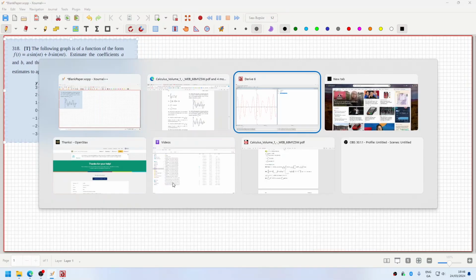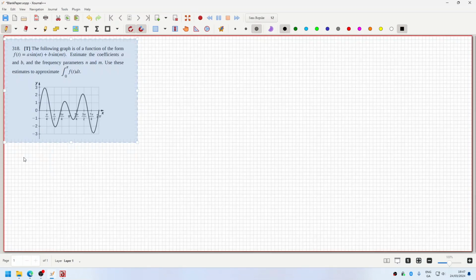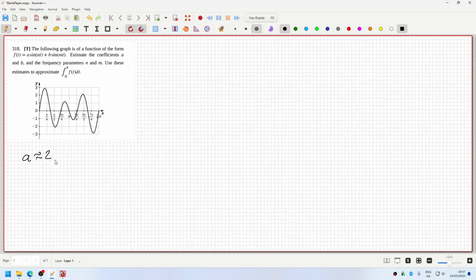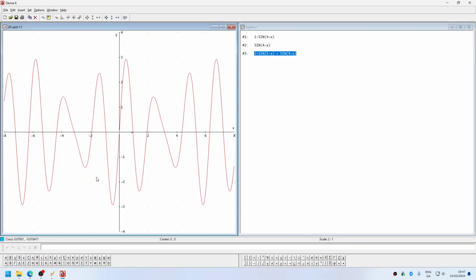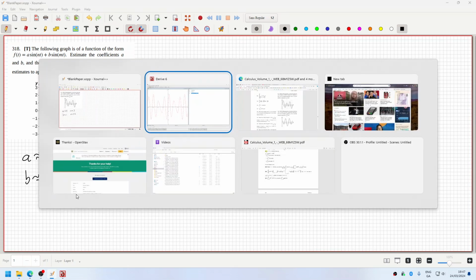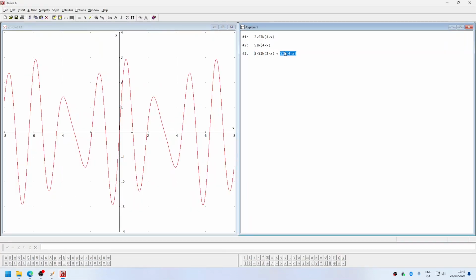I think we're going to go with A is roughly equal to 2, N is roughly equal to 3, B is roughly equal to 1, and M is roughly equal to 4. Okay. Estimate the coefficients and use these to approximate that. Okay, well, let's calculate it.